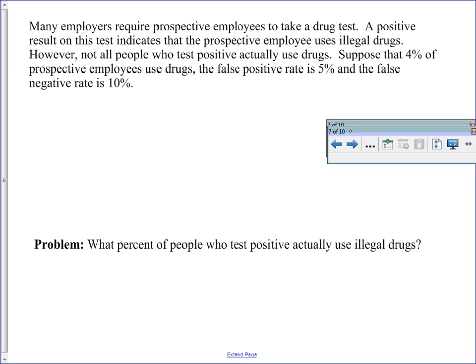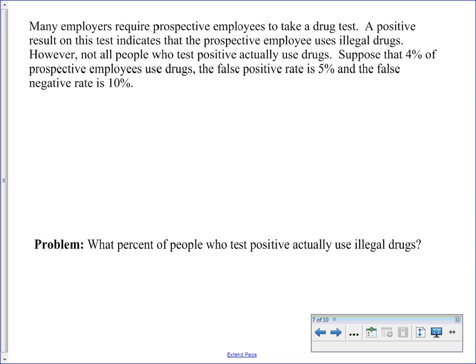And then here's another false positive test. So, a lot of places now you have to take a drug test to get a job.